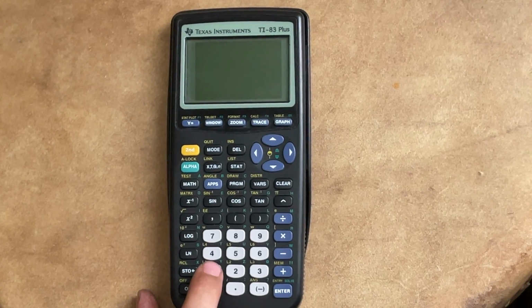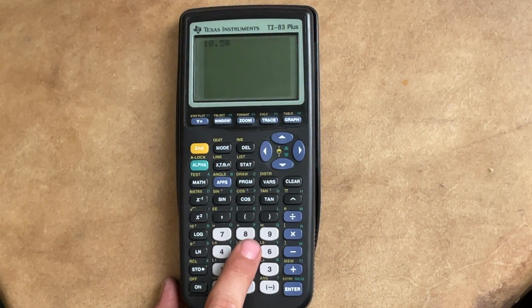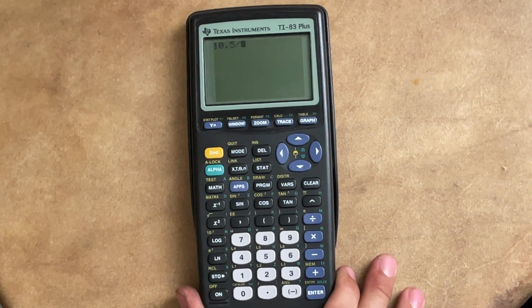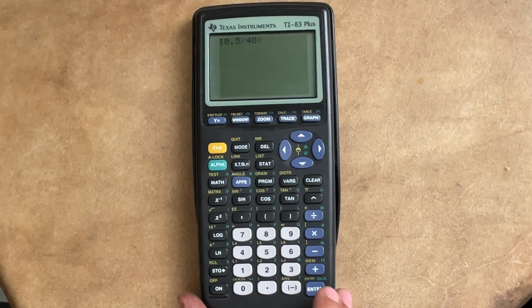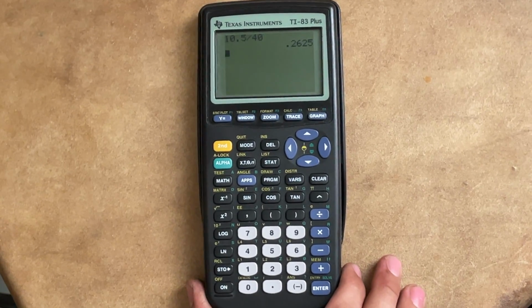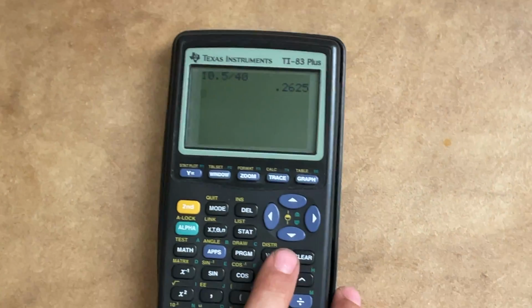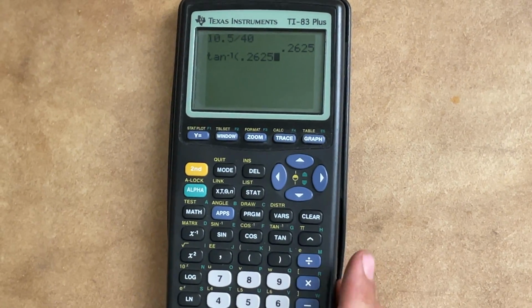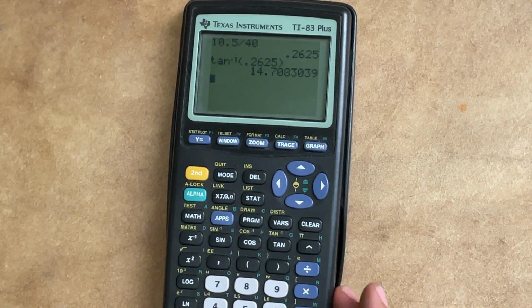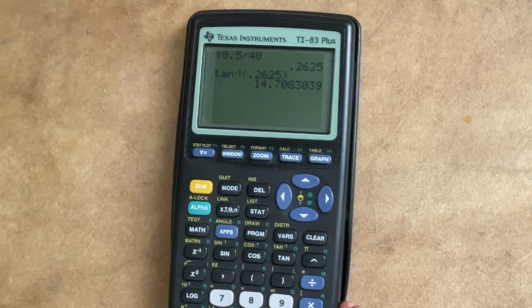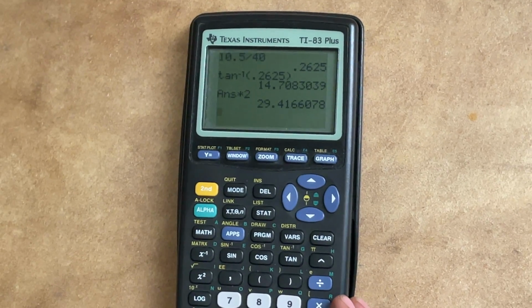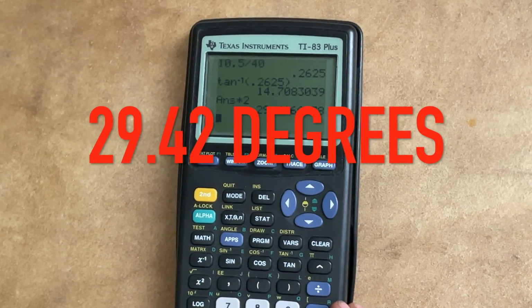So we divide our clearance, in my case 10.5 inches, by half of our wheelbase, which for me would be 40 inches because my whole wheelbase is 80 inches. And we get 0.2625. Then we click second tangent and get the inverse tangent of 0.2625. Close parentheses, and we get 14.7 degrees. And then we multiply that by 2. So rounded, our breakover angle is 29.42 degrees.